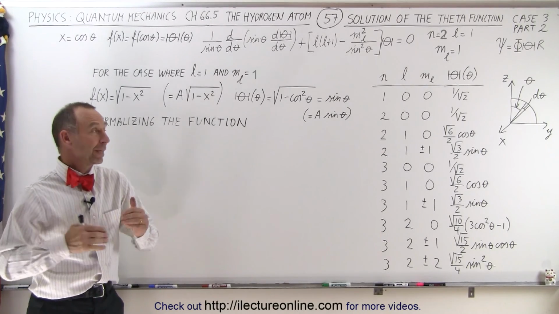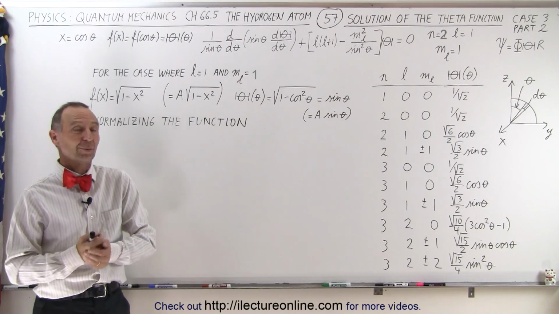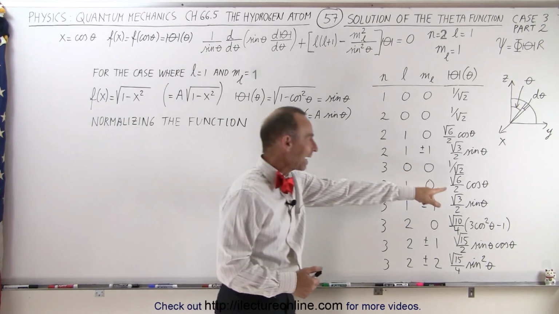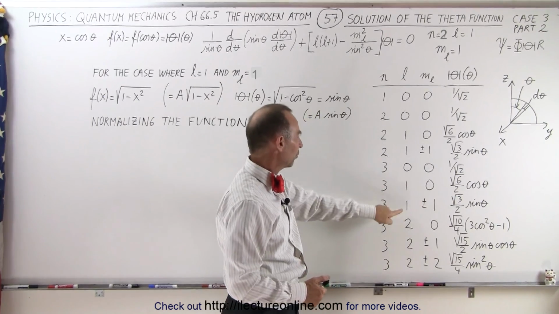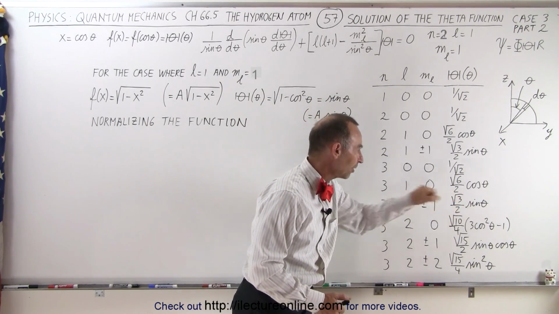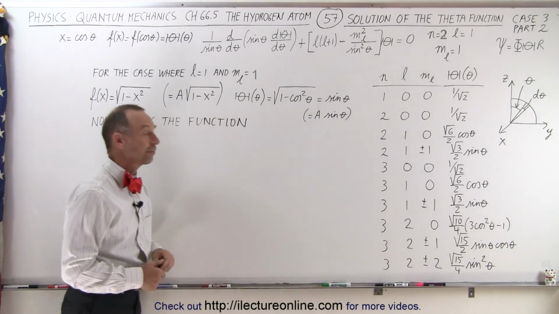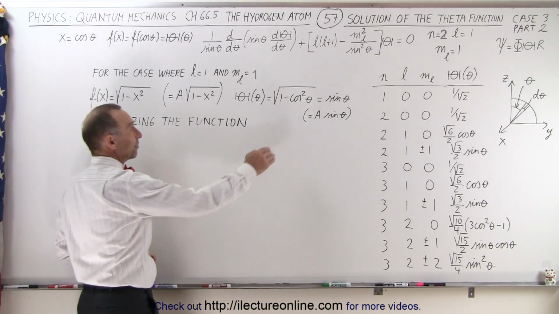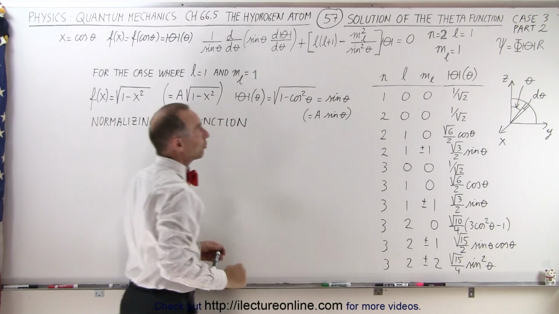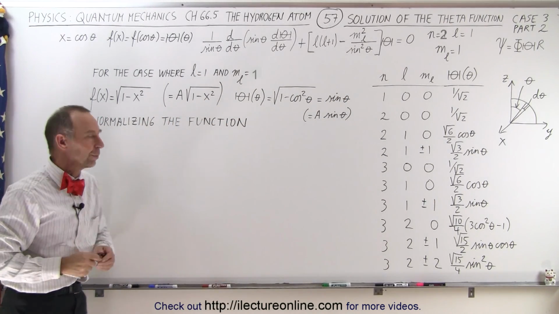Now I'm hoping you're beginning to see the pattern in this. We're again going to find the value for A so we can find the exact solution to the case where L is equal to 1 and M sub L is equal to 1. So we're looking for this constant right here in front of the sine of theta, because we already knew that the sine of theta was the proper solution to this differential equation in the case when L equals 1 and M sub L is equal to 1.